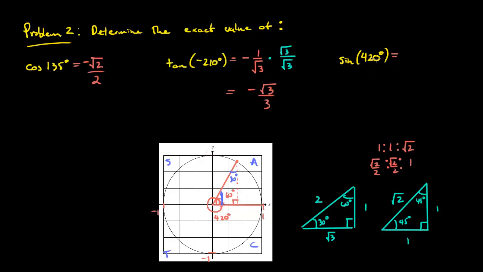So sine of 420 degrees is the y value divided by the radius, and the y value here divided by the radius is the same thing as root 3 over 2. So y over the radius is root 3 over 2. And the sine of 420 degrees is positive because it's in the first quadrant. All of the trigonometric ratios are positive in the first quadrant because both x and y are positive in the first quadrant.